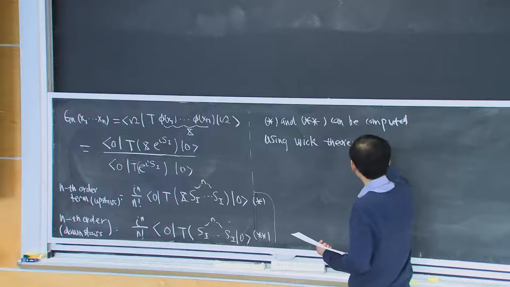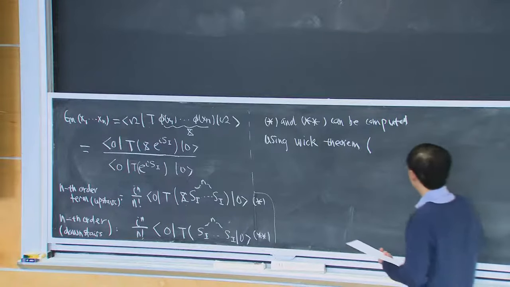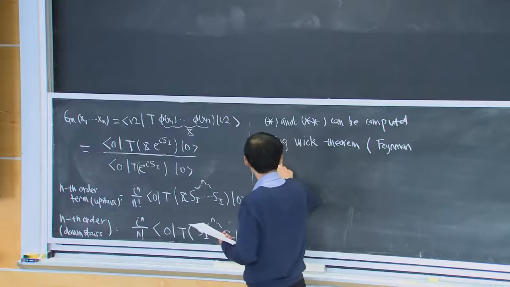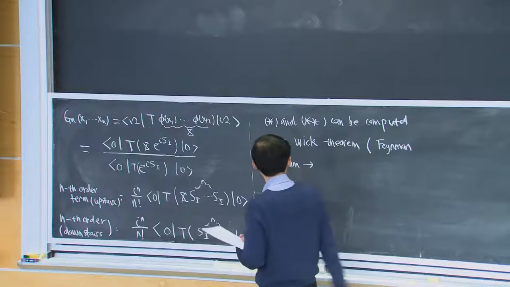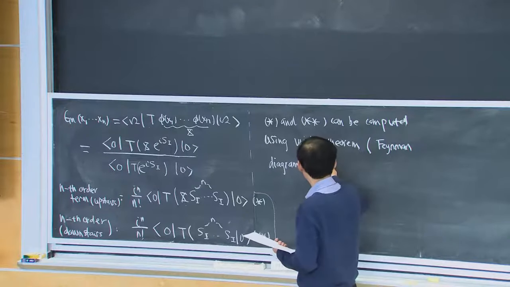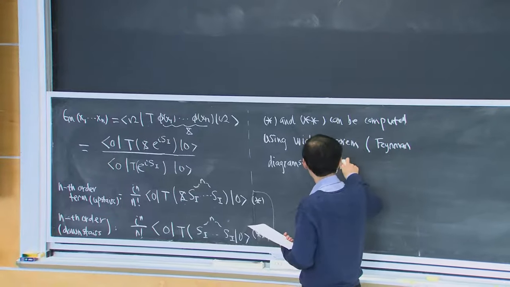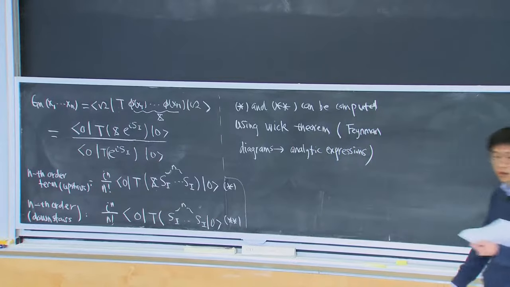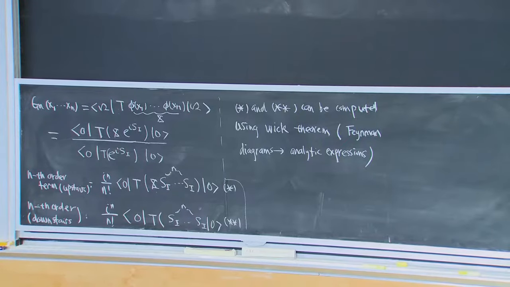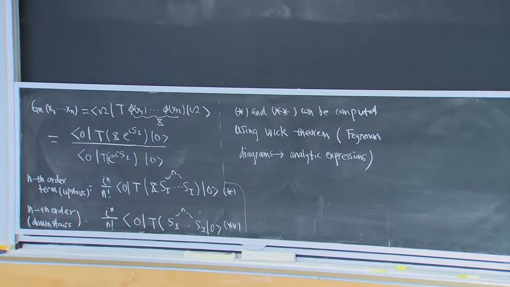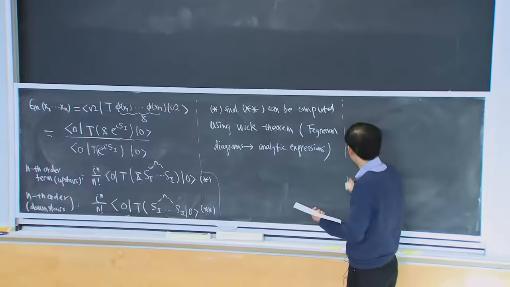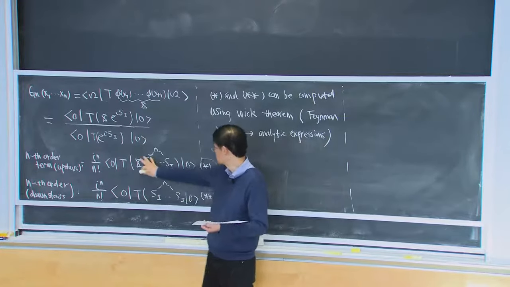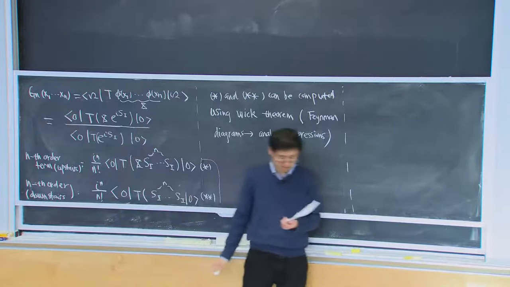Okay, but in practice, what we do is that we first draw Feynman diagrams, and then we convert the Feynman diagrams into analytic expressions. So normally we go through this procedure, rather than directly doing the Wick contraction. And the second line, of course, can be considered as a special case of the first line, where you just take this product of phi(x) to be the identity.